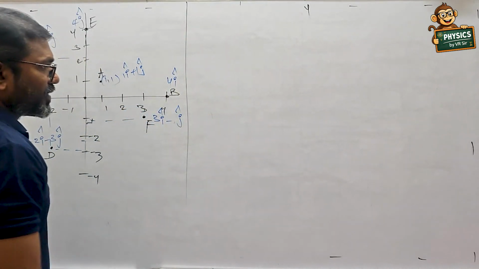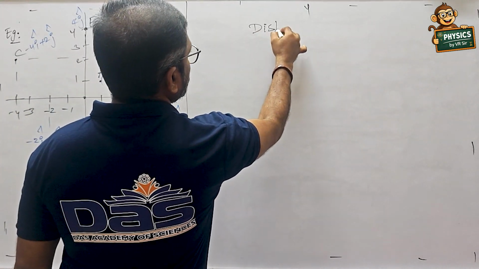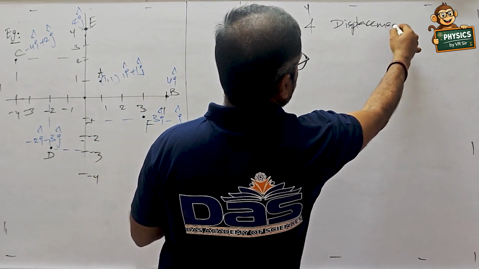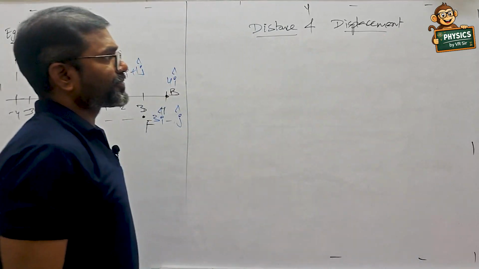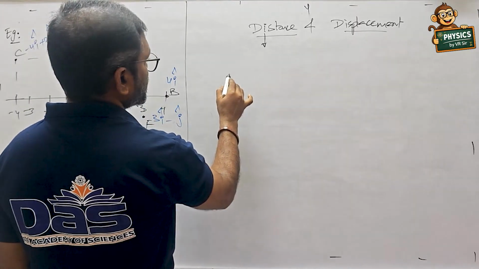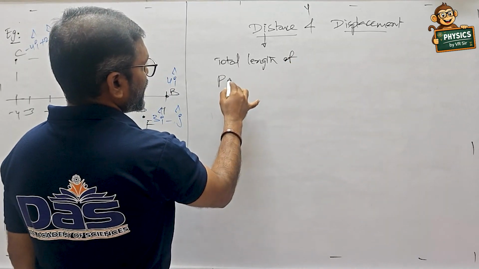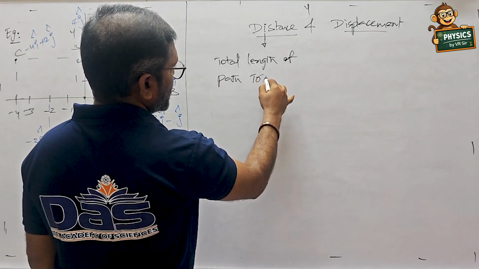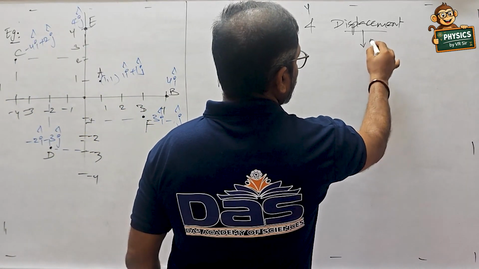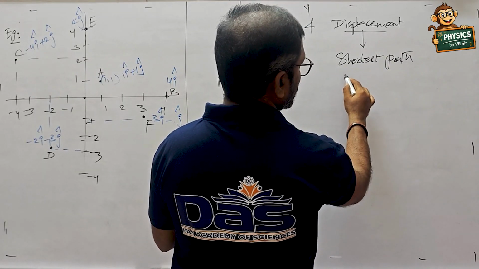Next up, we're going to discuss distance and displacement. Distance and displacement. Yeah. So actually this distance is the total length of the path traveled. Total length of path travel or move. Total length. And what about displacement? It is the shortest path. It is the shortest path of travel.